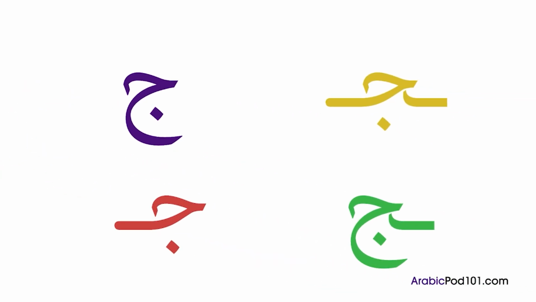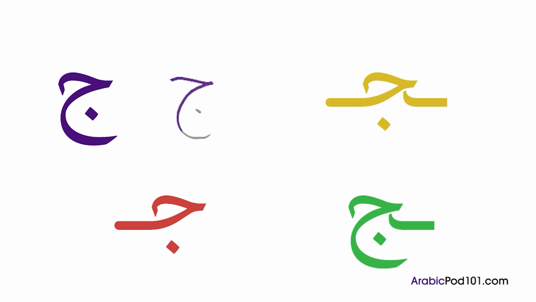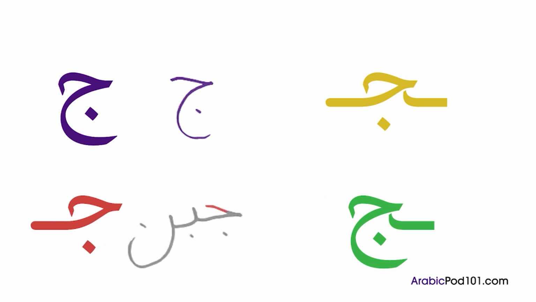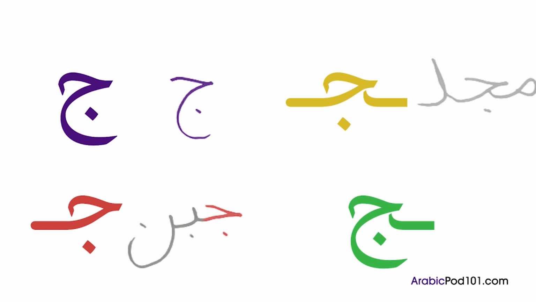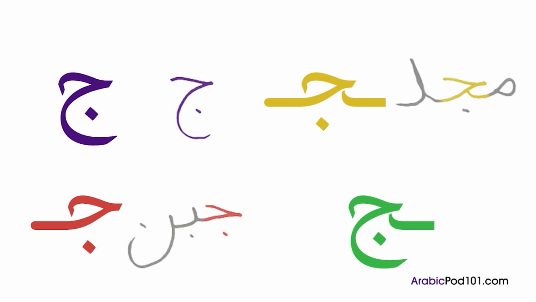Their shapes look like a boat, remember? Next, let's review lesson 3. In the third lesson, we learned 3 more letters that look alike: jim, ha, and kha. Here's jim: isolated, initial, medial, final.